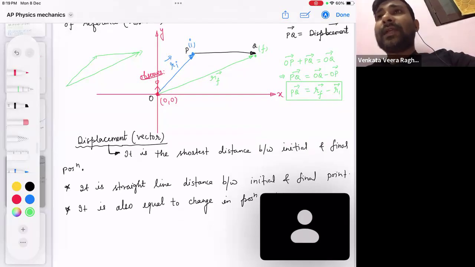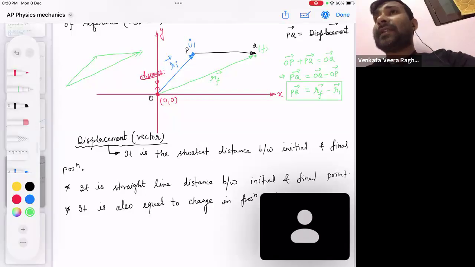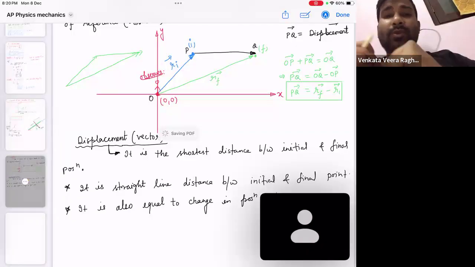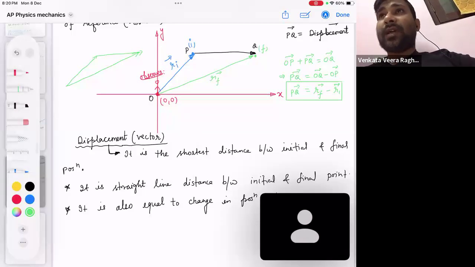Does the displacement of a particle depend on the path followed by the particle? Does the displacement of a particle depend on what path the particle has taken to go from the initial to the final point? No, sir, it does not depend, right? So whatever path you want, you can choose it. Your displacement is always going to be equal. Why?